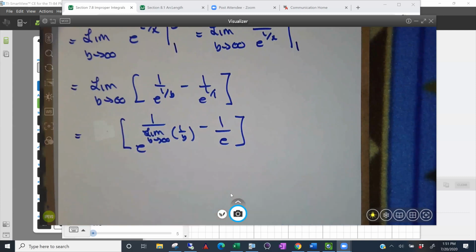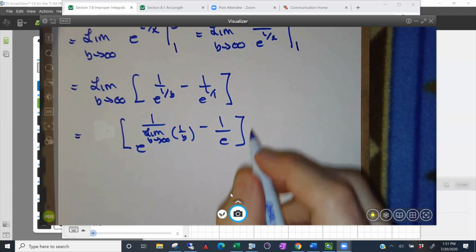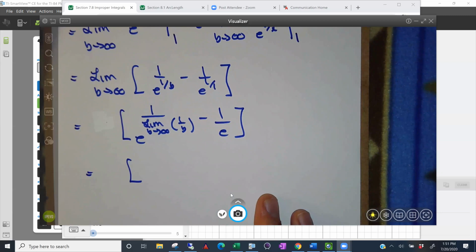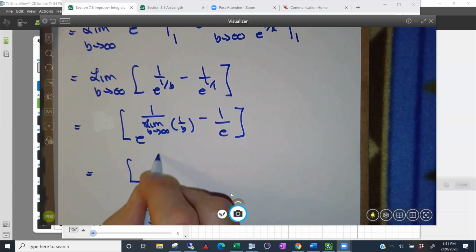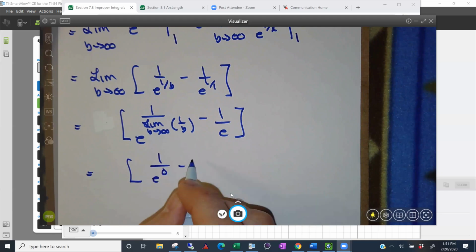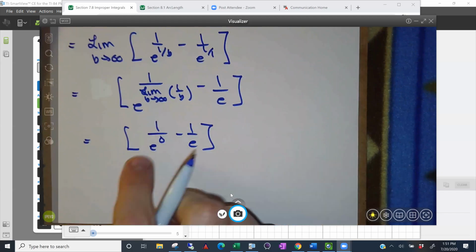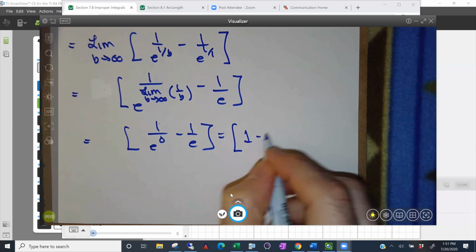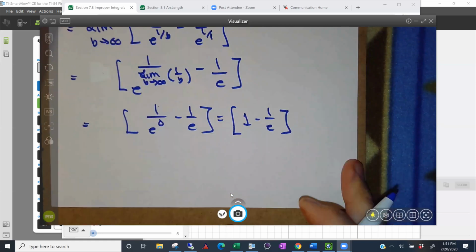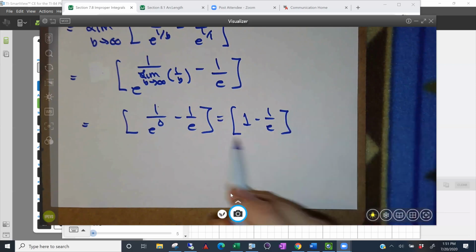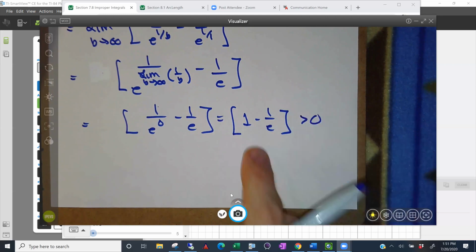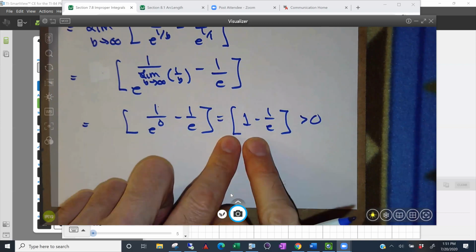What's going to happen here? What's this limit going to be? Someone do me a solid. 0. Yeah, 1 over e to the 0. And e to the 0 is just 1. So I'll have 1 over 1. Now, since e is bigger than 1, 1 over e is going to be less than 1. So this is going to be greater than 0, which is good. And that's the very least that I would expect for a problem like this. So I expect this to be a positive answer.